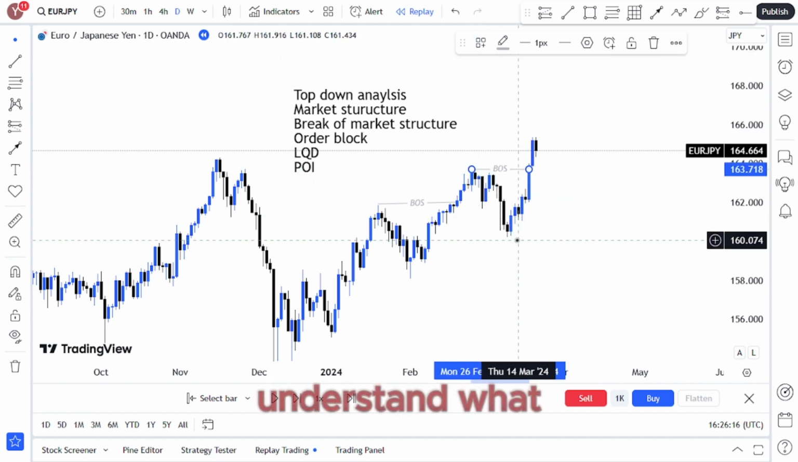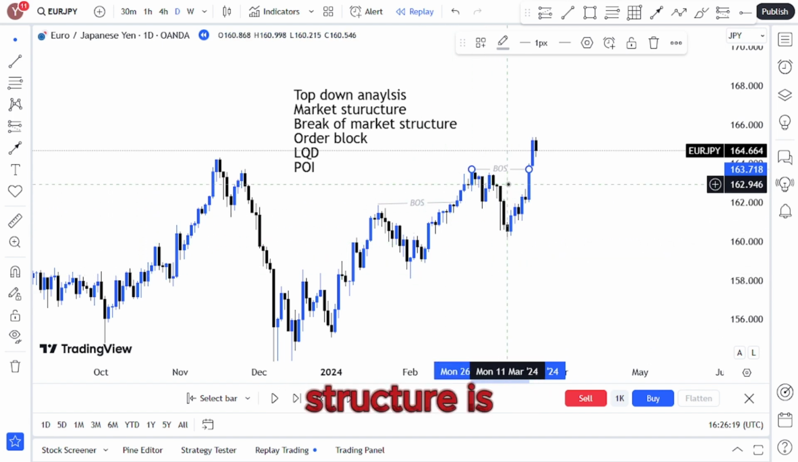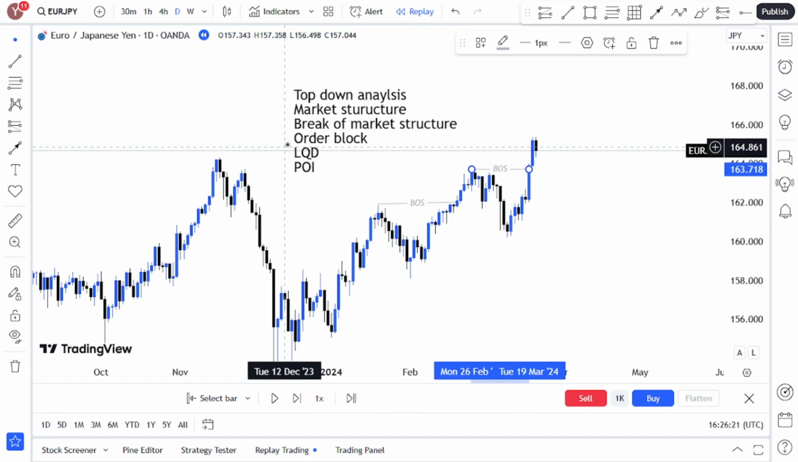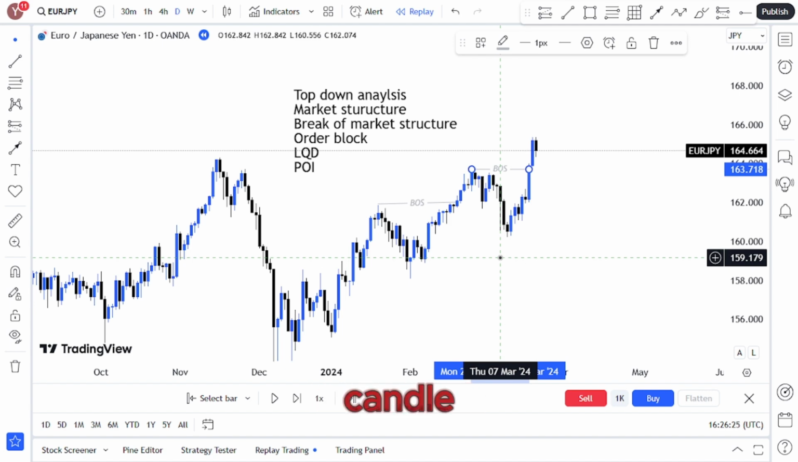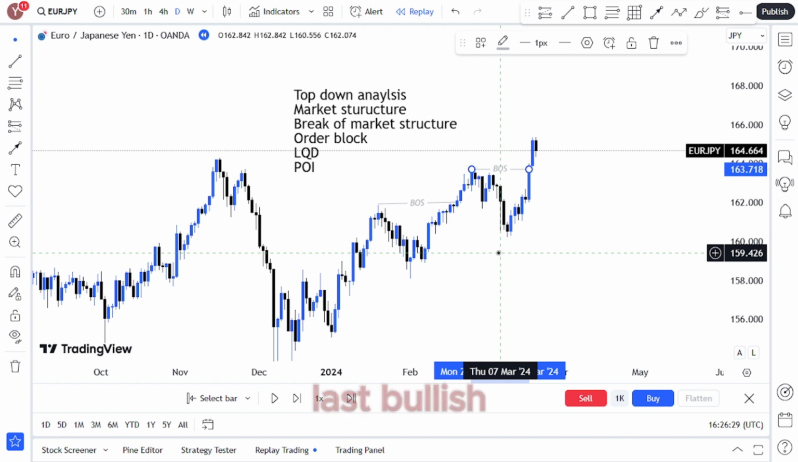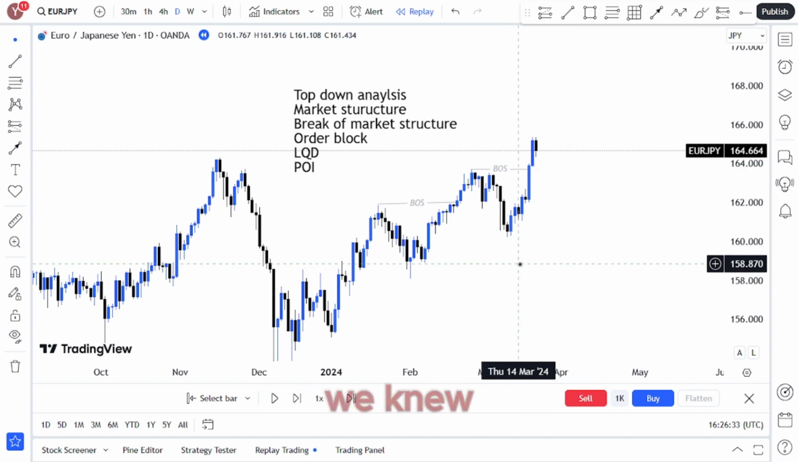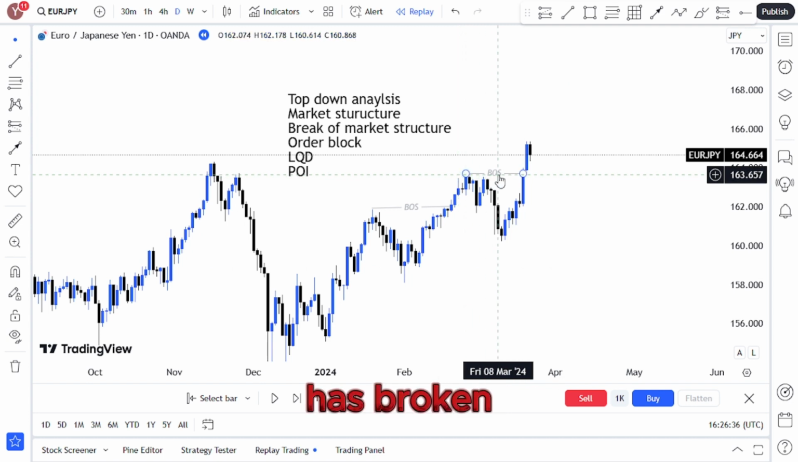So now after you've understood what break of structure is, let's move down to what we call order blocks. An order block is the last bullish or bearish candle before an impulsive move to the upside. What do I mean that an order block is the last bullish or bearish candle before an impulsive move to the upside? We know that the market has broken structure right here.